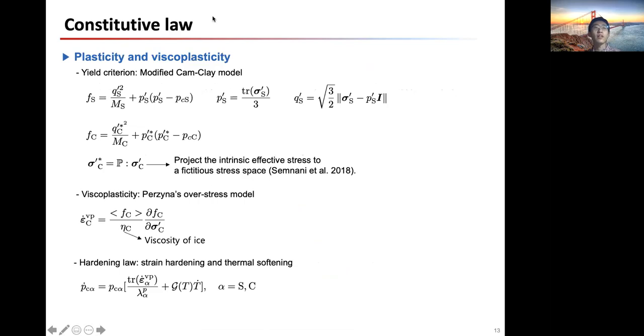And for the plastic and viscoplastic part, we have the modified Cam-clay model. For the anisotropic crystalline ice, we have this projection tensor that projects the stress into a fictitious stress space. You can find details here. And for viscoplasticity, we use Perzyna's overstress model, which includes a parameter called the viscosity of ice. This is related to time. And the hardening law is quite standard.